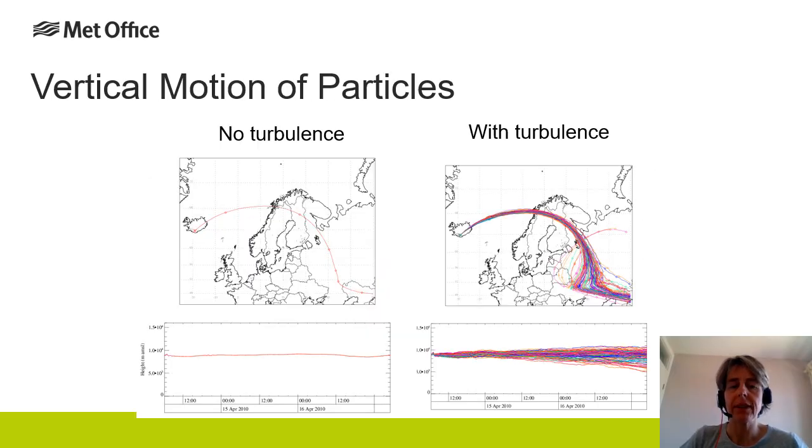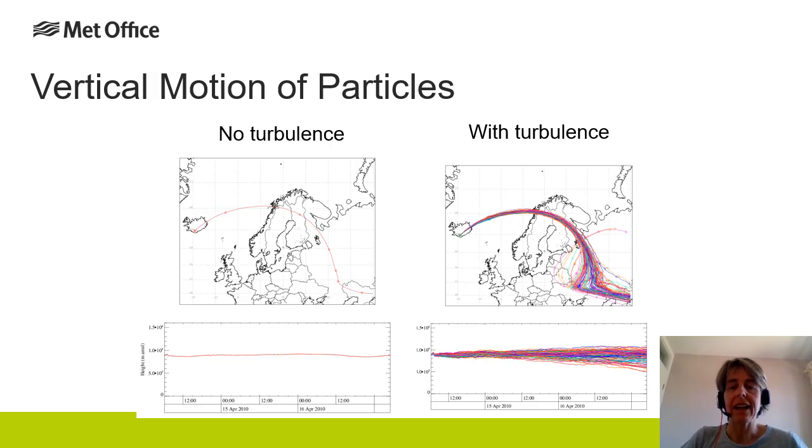So let's put the trajectory plots side by side to compare. On the left here we have advection purely by the mean wind, ignoring any subgrid scale motions such as turbulence. We release many particles, but they all follow the same mean trajectory. And this is the same in X, Y and Z. Here we've got height up the side and time, and you can see that they're all following the same trajectory.